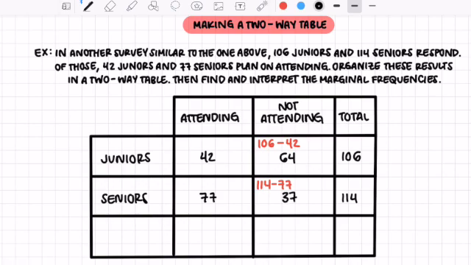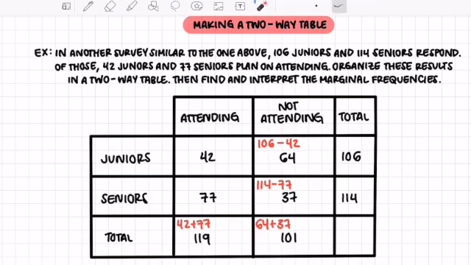Okay. And then based off of that, we can identify how many students are attending. Right here, to find the total of students that are attending, we just have to add 42 plus 77, which equals 119. And then the total amount of students that are not attending is going to be 64 plus 37, which would equal 101. So those are the totals that are not attending.